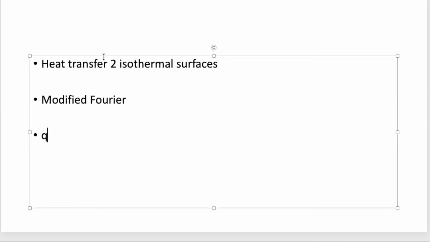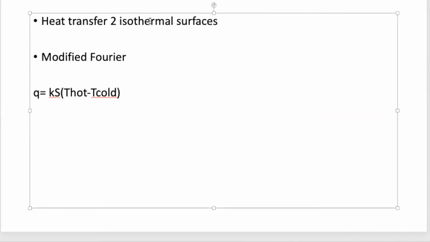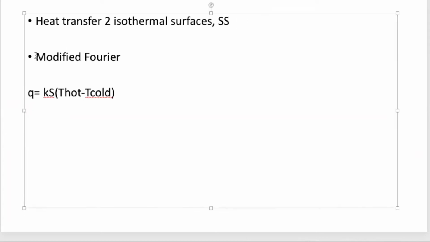The heat transfer rate between our two isothermal surfaces equals k, the thermal conductivity, times the shape factor, times T hot minus T cold. So that is going to happen when we have heat transfer between two isothermal surfaces under steady state conduction. We need to modify our Fourier equation, and we are introducing this S, that is the shape factor. So q, again, as always, is the heat transfer rate.